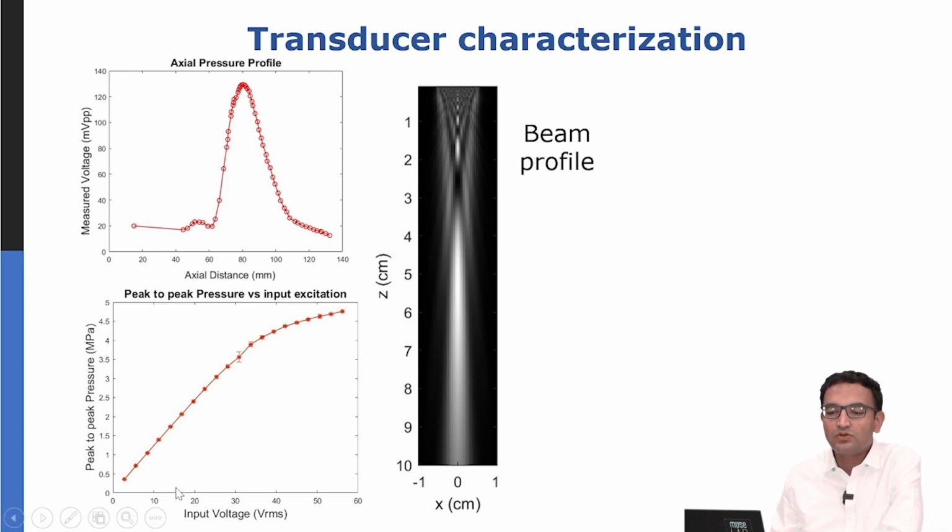So if you drive the transducer more strongly, let's say the input voltage changes from 10 volt RMS to 20 volt RMS, the peak pressure, as you can see here, almost doubles to about 2 megapascal. This is a peak to peak pressure. Now, as you start going higher and higher to 40, 50, 60 volt RMS, you start seeing some saturation and some nonlinearity sets in the response of the transducer. And here is a beam profile of the transducer showing the main beam and some side lobes and some patterns in the near field, which we will discuss later.